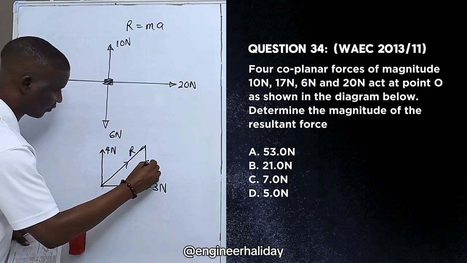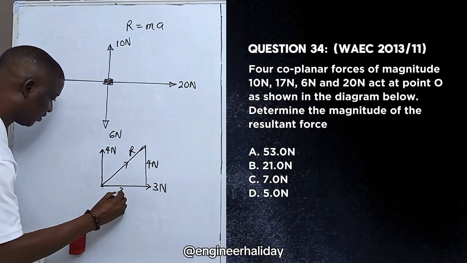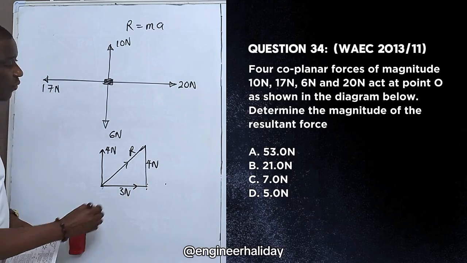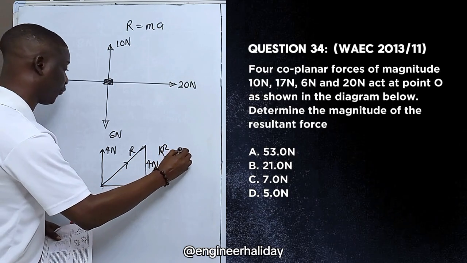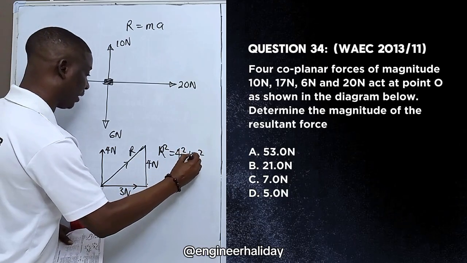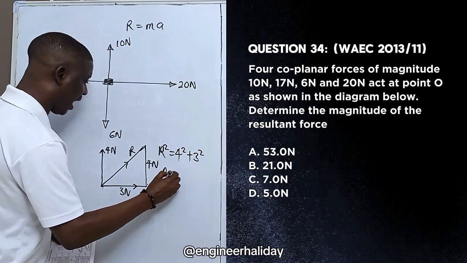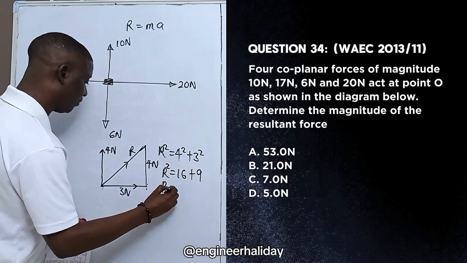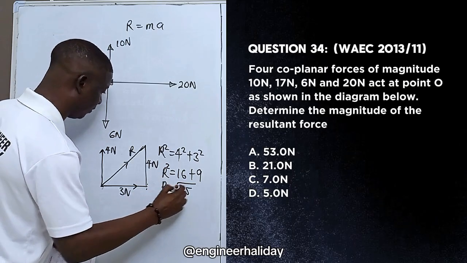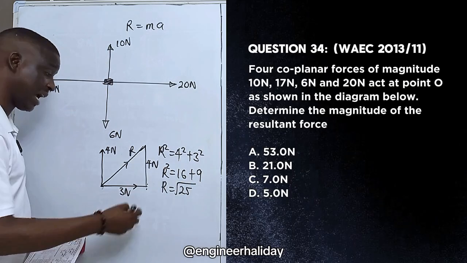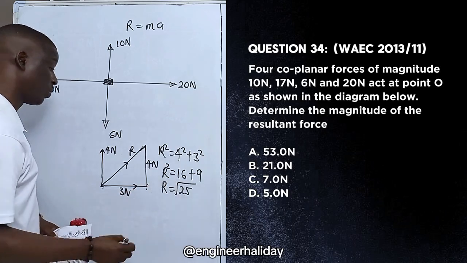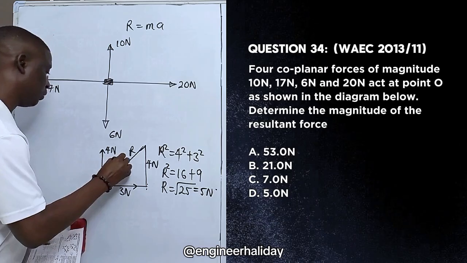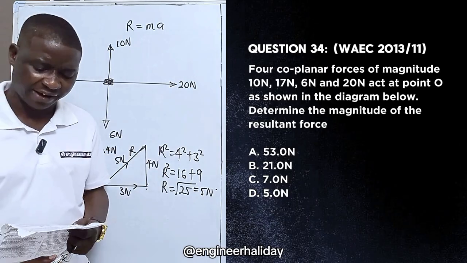Then balance the angle, which is 4 Newton. Here is now 3 Newton. So what do we do now to get our answer? We find the resultant. R square equals 4 square plus 3 square, so R square is equal to 16 plus 9. Then R is equal to the square root of 25. By taking the square root of both sides, the answer is 5 Newton. So the resultant is 5 Newton.